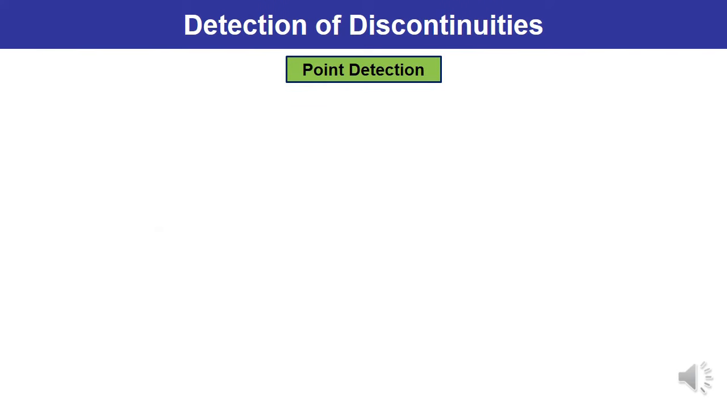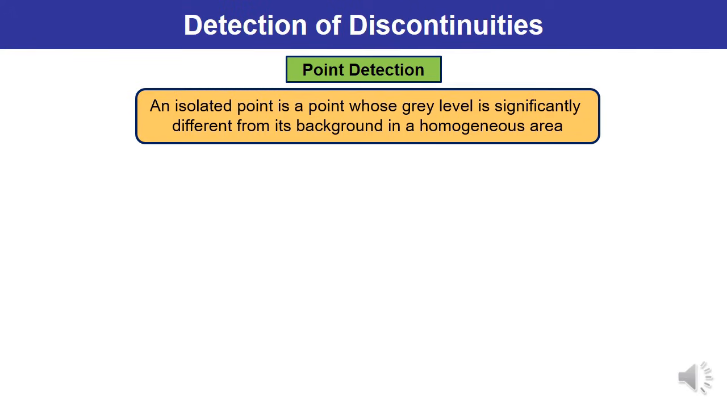Now let us discuss each discontinuity in detail. First is point, second is line and third is the edge. Let us first discuss point detection. What is point detection? As I have told you, a point is an isolated point whose gray level is significantly different from its background in a homogeneous area. Sometimes you may observe a bright spot or a black spot in an image. That particular spot can be observed as an isolated point.